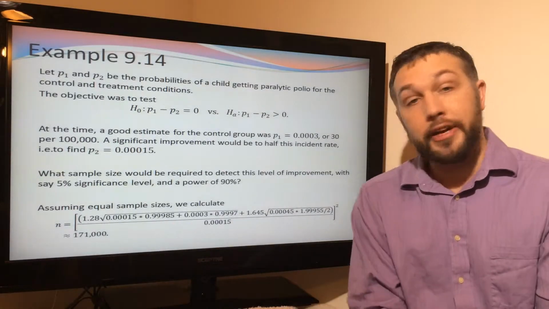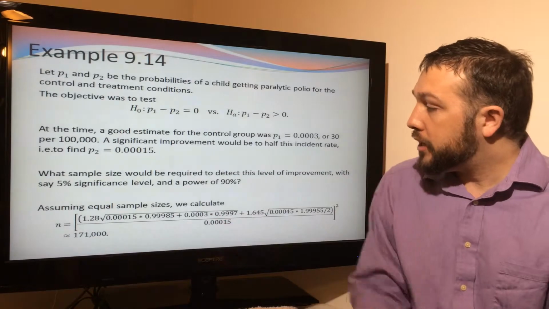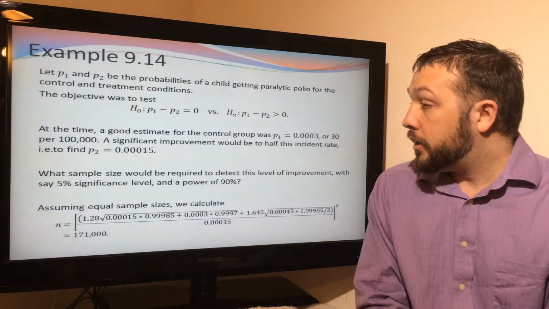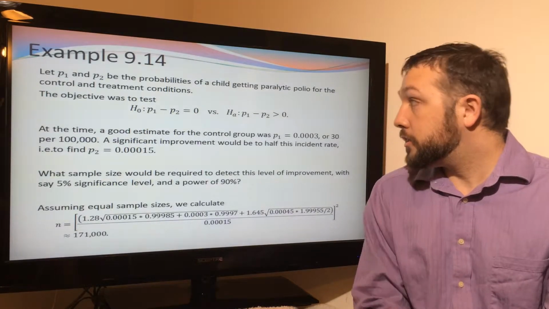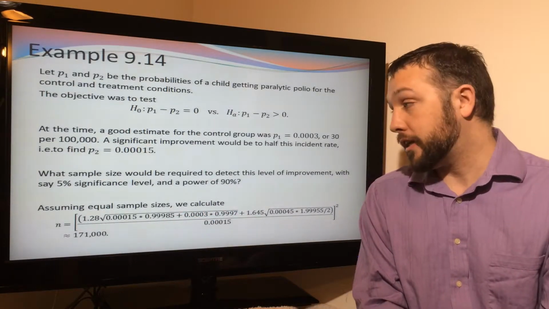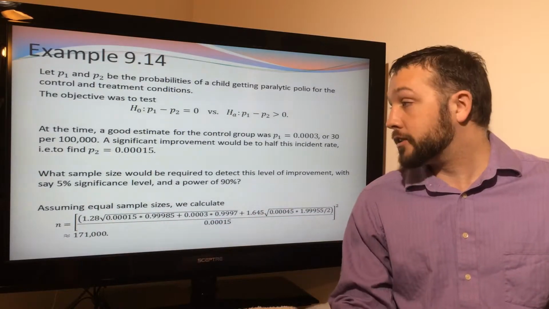Again, I wouldn't highly recommend doing this by hand, but it can be done. But as you can see, we get a really large number. We need several hundred thousand children to look at an incidence rate like this. Remember, this is M and this is also N, so we'll need to double that to actually do the full study.